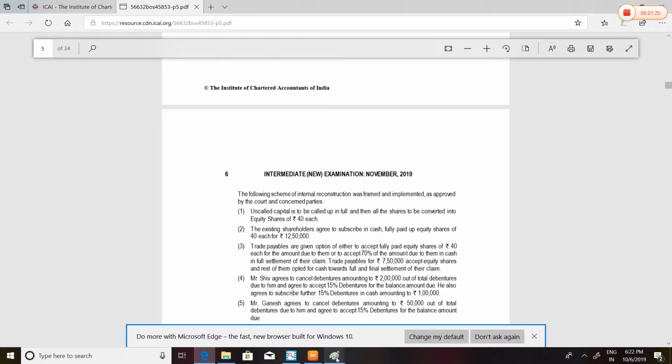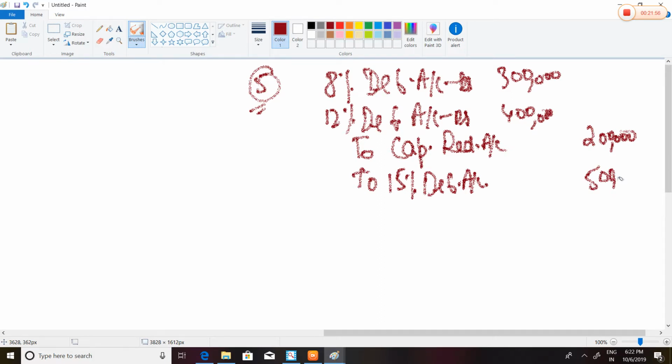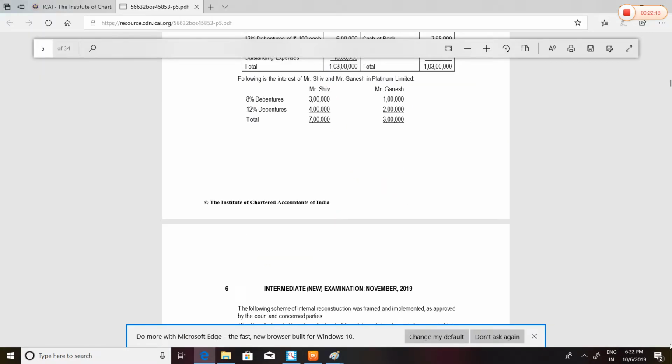To capital reduction account, 2 lakhs. To 15% debentures account, 5 lakhs. This is the entry. Then the next entry would be bank account debited to 15% debentures, because of this, rupees 1 lakh.